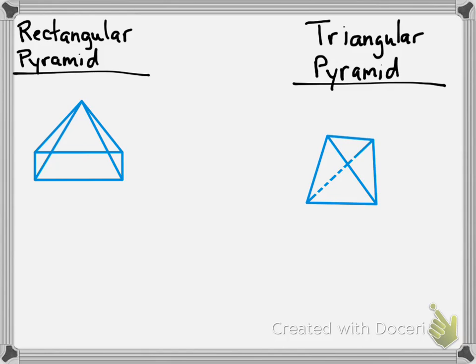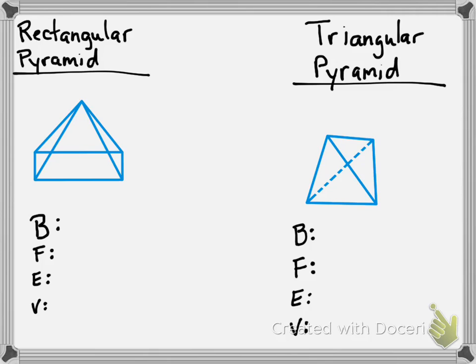Now again, I'm going to make some of these lines dotted that are in the back so that you can tell that that's the back side. So you can't actually see that if it was solid, but if it was, say glass, you would be able to see it. Okay? So now you're going to list the number of bases, faces, edges, and vertices for each of these pyramids. And then we'll see if we can look at them together.